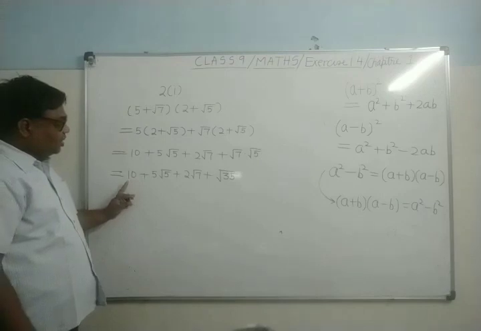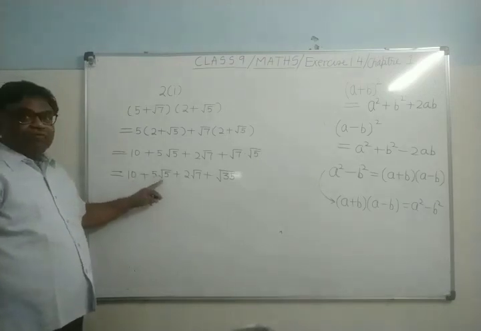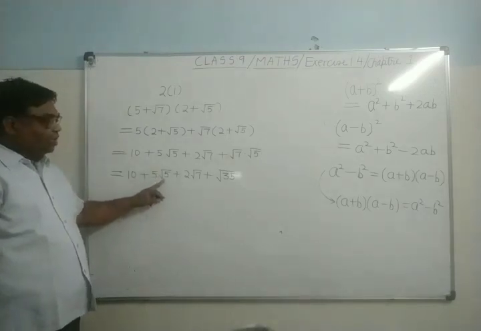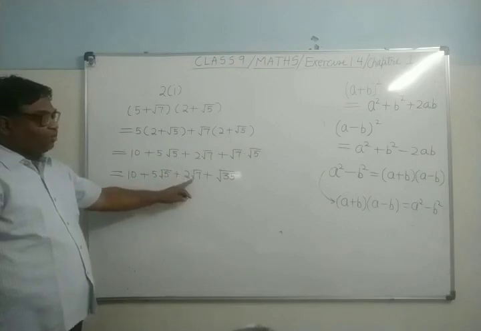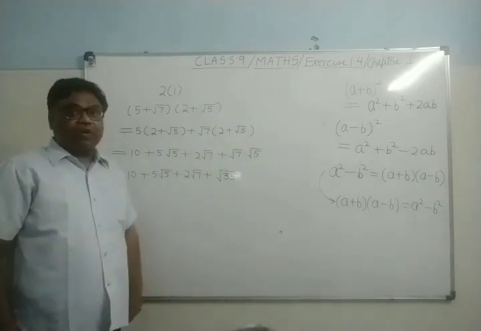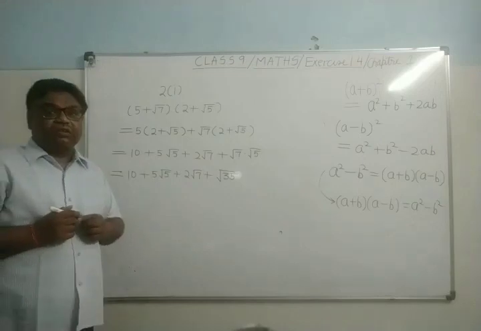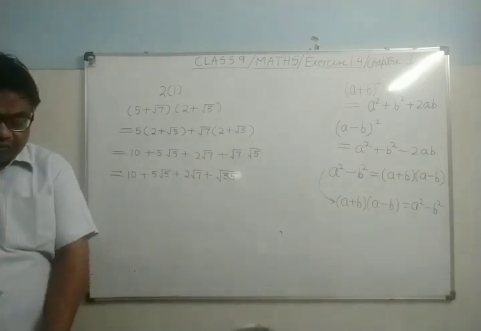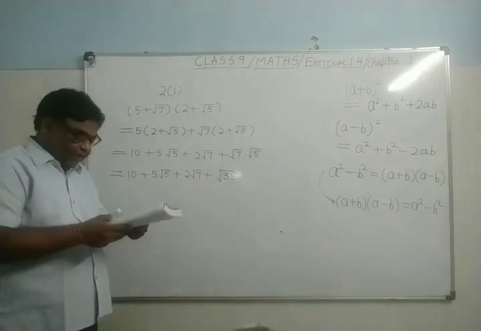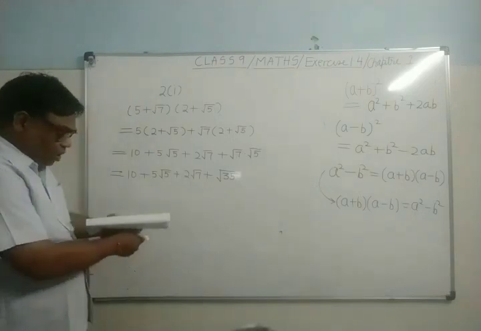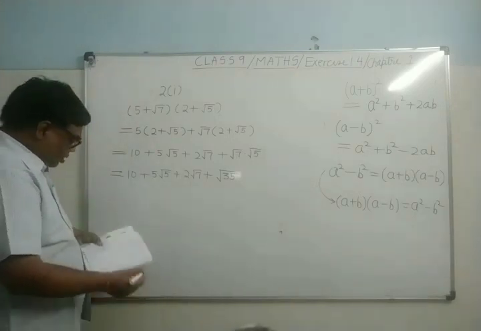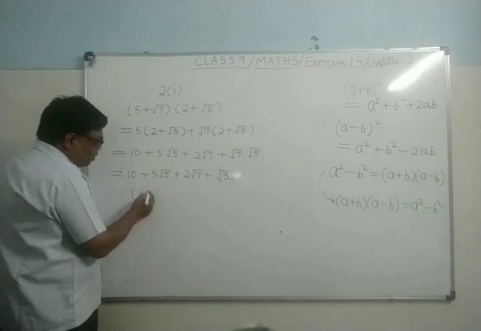Now you can see here, these are square roots containing prime numbers. Here pairs will not form, so now it cannot be further simplified. The square root of a prime number cannot be simplified. Now you can see one more question. All the parts are very simple.